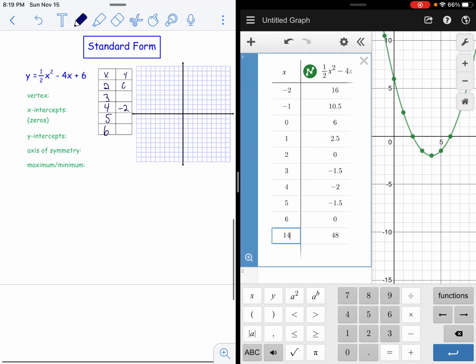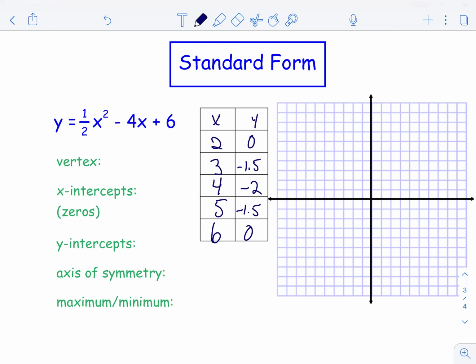So 2 is at 0. 3 is at negative 1.5. 5 is at negative 1.5. And 6 is at 0. So we can start filling some stuff in here. And I don't know that I need Desmos anymore, so I'm going to get that out of the way just so it's not taking up half of our screen. Our vertex is at 4, negative 2.